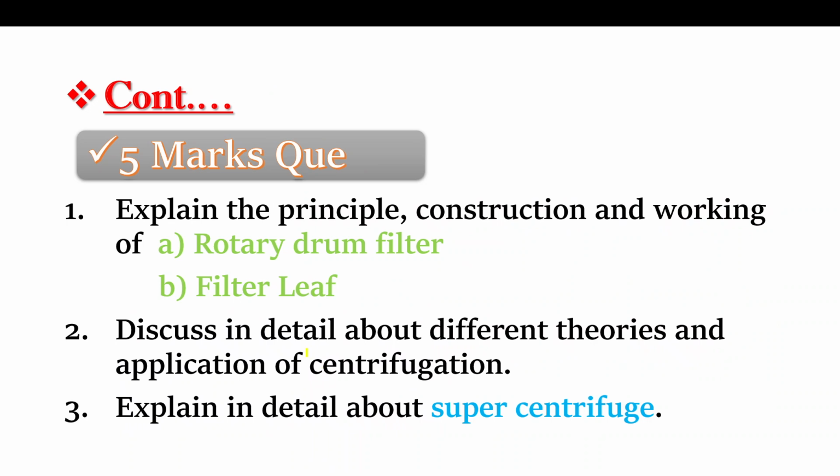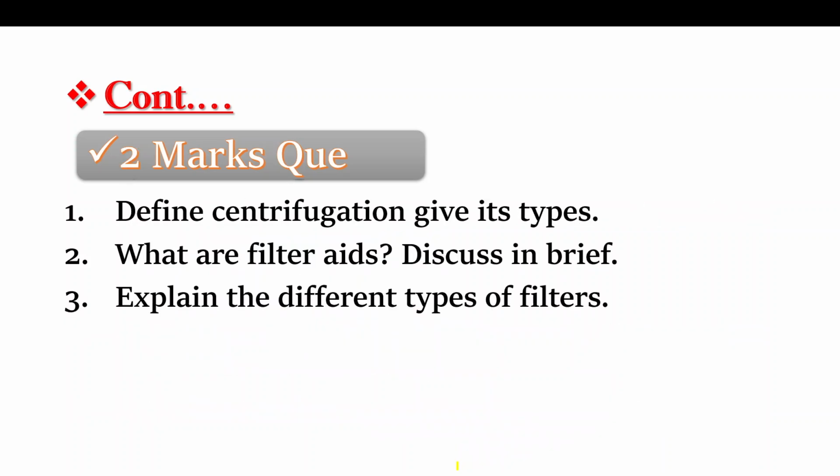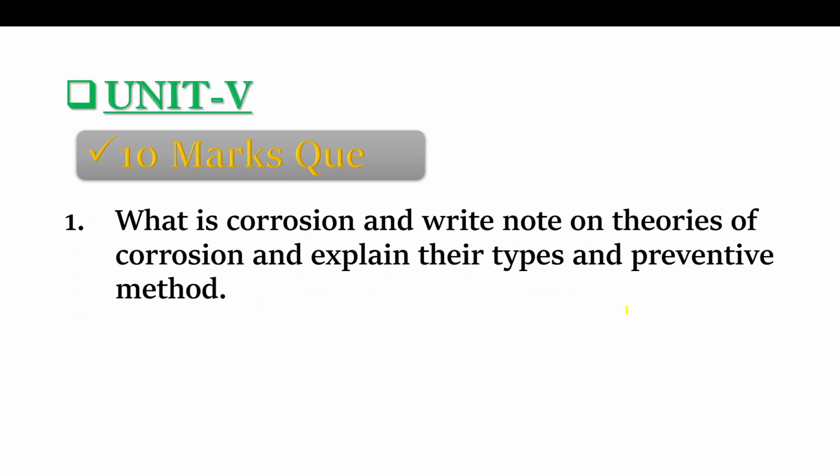Then for 5 marks, rotary drum filter and filter leaf. This filter leaf is very important. Remember filter leaf. Then explain in detail about super centrifuge. Then the 2 mark questions are short questions like centrifugation, filter aids, types of filters. Then move forward to the last unit, 10 mark question. What is corrosion? Their theories and their preventive methods. So prepare this question.